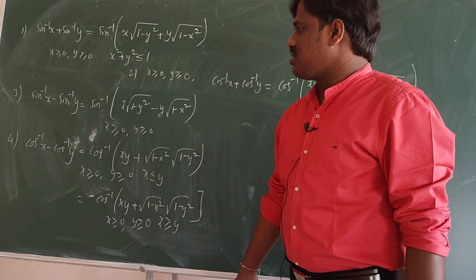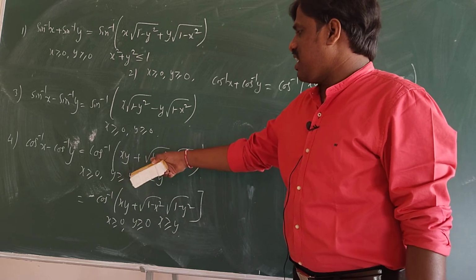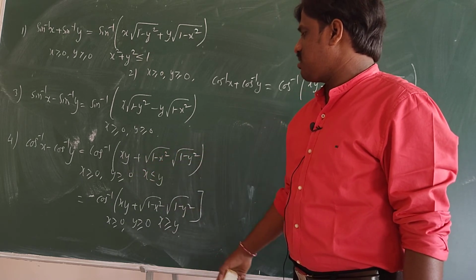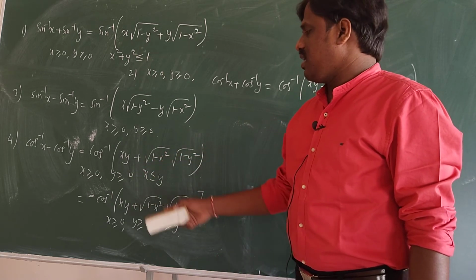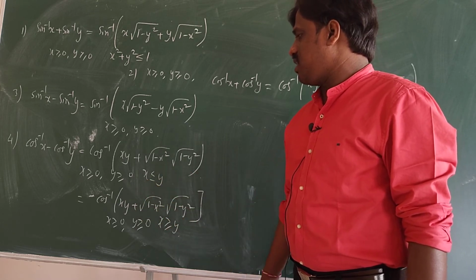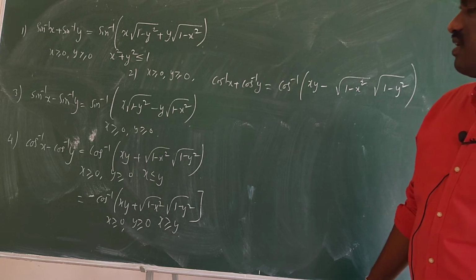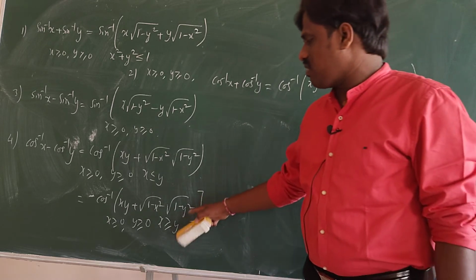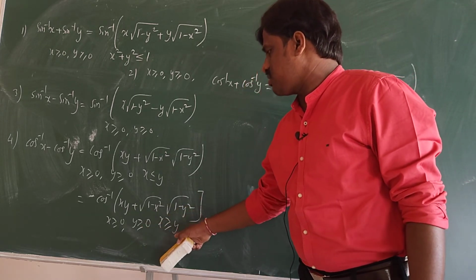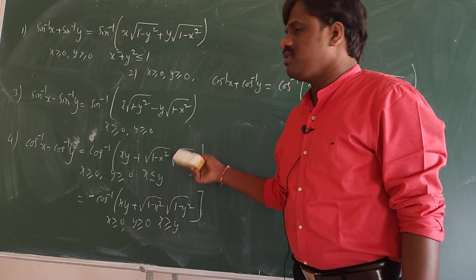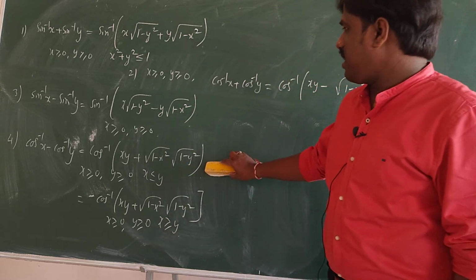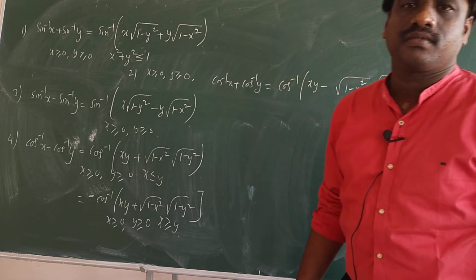Cos inverse x minus cos inverse y formula: cos inverse of xy plus under root of 1 minus x square under root of 1 minus y square, x greater than 0, y greater than 0, x less than or equal to y; minus cos inverse of xy plus under root of 1 minus x square under root of 1 minus y square when x greater than 0, y greater than 0, x greater than or equal to y. These are the formulas. This is for minus, this is for plus.